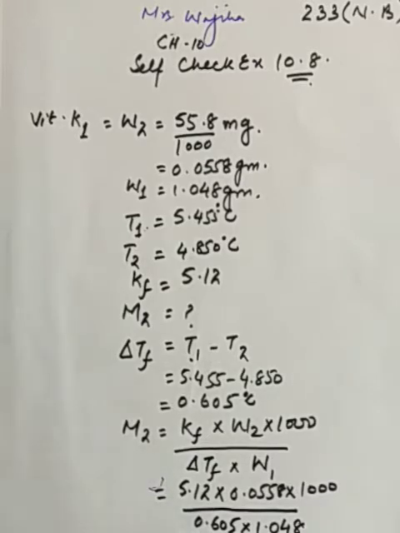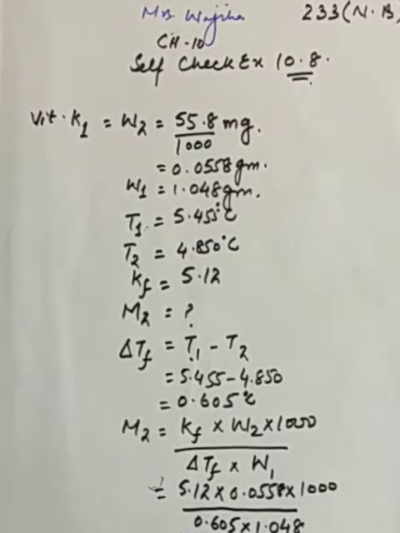The statement of part number 1 is: vitamin K1 is a substance found in green leafy vegetables. It is needed by the body to produce a blood clotting factor. A solution of 55.8 mg of vitamin K1 in 1.048 gram of benzene has a freezing point of 4.850 degrees centigrade, while the freezing point of benzene is 5.455 degrees centigrade. Kf for benzene is 5.12. What is the molecular weight of vitamin K1?